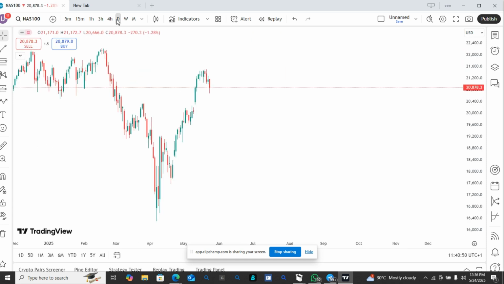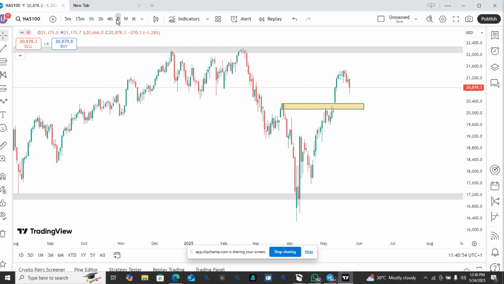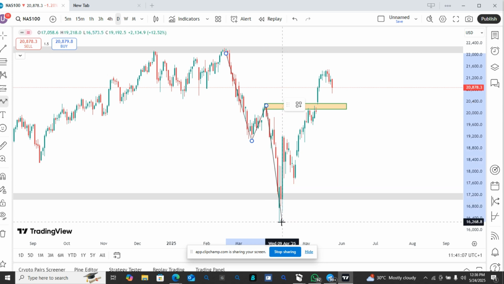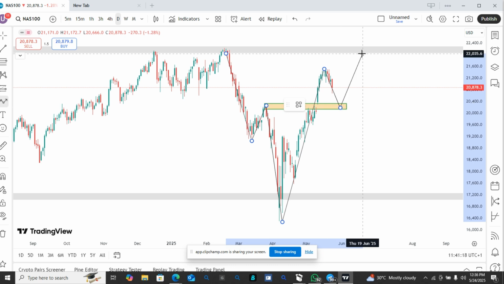NAS 100. So NAS 100 on a daily time frame, we are what? We are bullish on a daily time frame. Let me explain this thing to you. We created lower low, lower high. We created lower low, and we created a higher high. So after this higher high, what next? Price is coming back. There is a gap here to fill before price will start moving up. So we are bullish on a daily time frame.